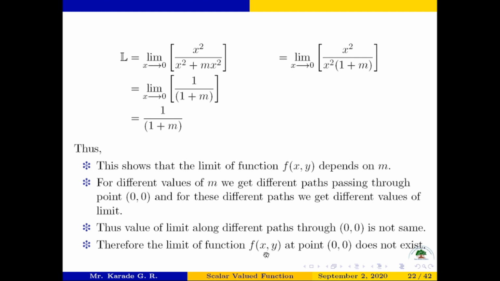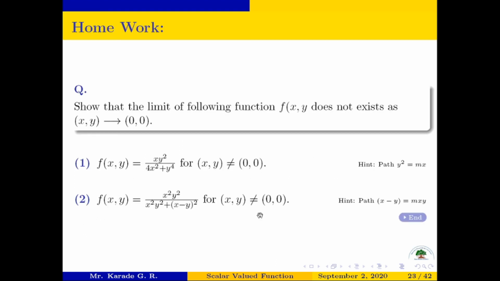Okay, now let us see some problems for homework. The question says: show that the limit of the following function f of x comma y does not exist as x, y tends to 0, 0. That means we have to show that the limit of function f of x comma y at 0, 0 does not exist. These are the two problems, and a hint is given to you. For the first problem, choose the path y square equal to mx, and for the second problem, choose the path x minus y equal to mxy. Okay, so let us stop here.